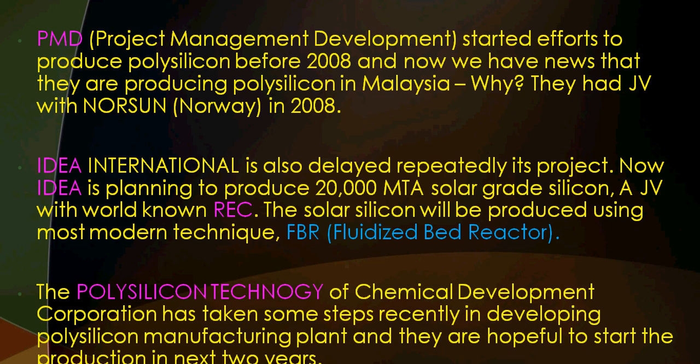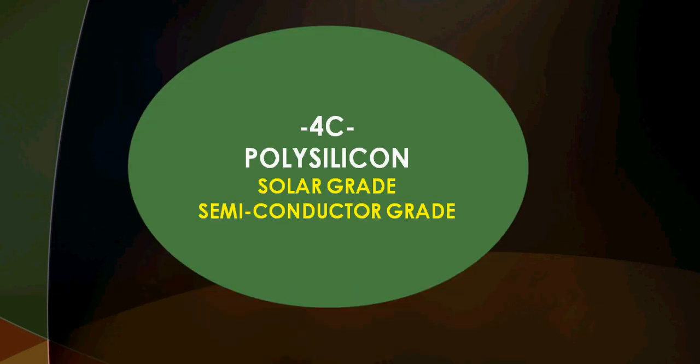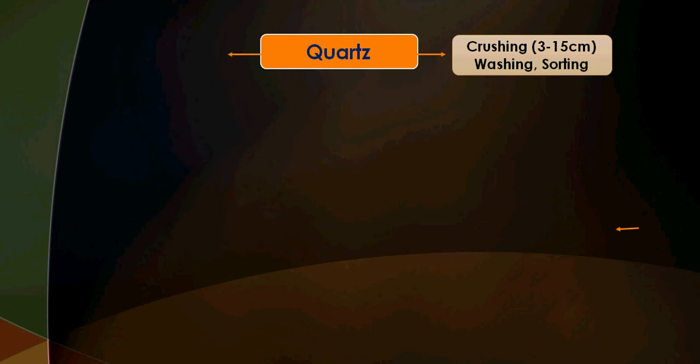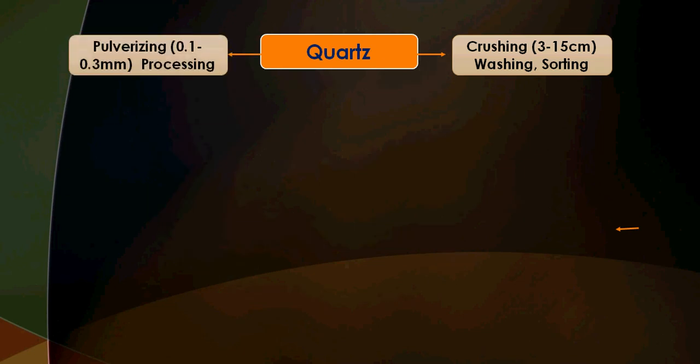The Polysilicon Technology Company, PTC, Chemical Development Corporation, has taken some steps recently in developing a polysilicon manufacturing plant, and they are hopeful to start the production next year. I think they have already started production, and they are importing trichlorosilane into Saudi Arabia. Instead of producing their own trichlorosilane, they are importing. Polysilicon. I think I should not discuss this because we already have polysilicon experts here.